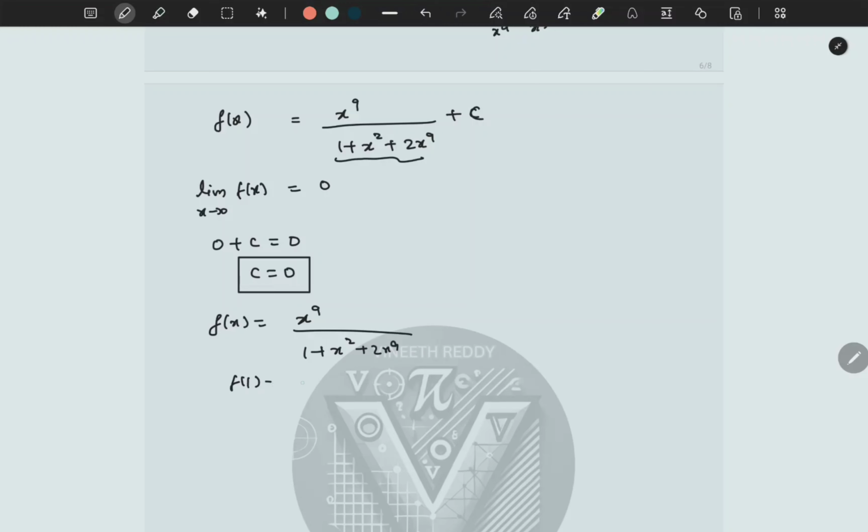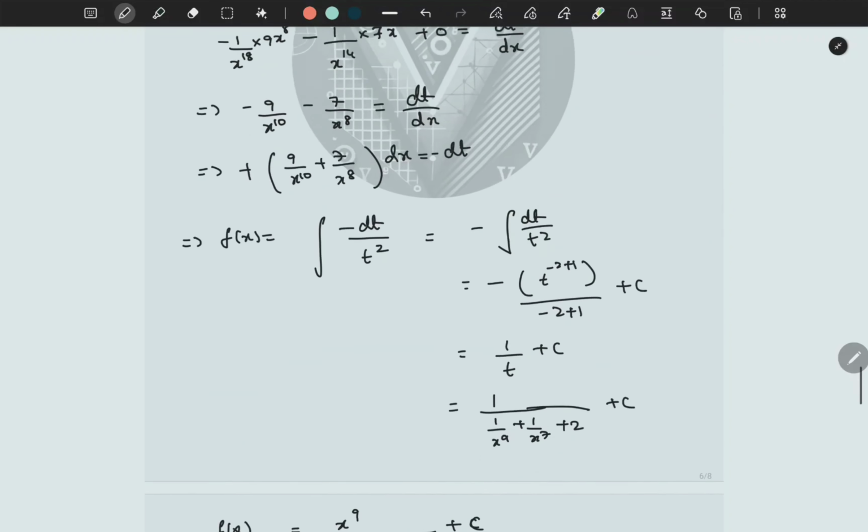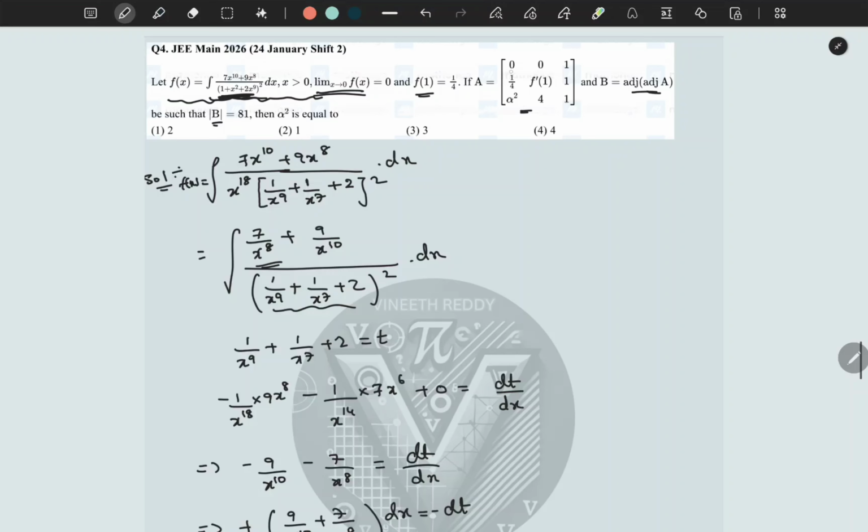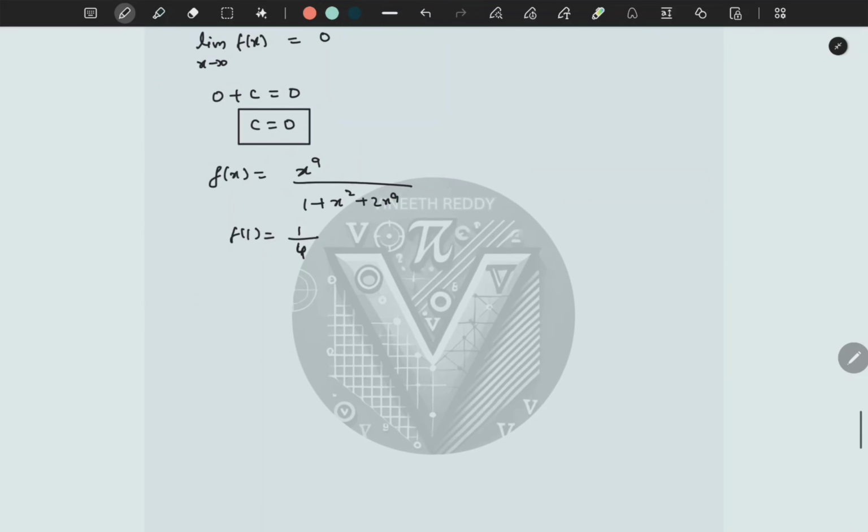So f of 1 will be 1 by 1 plus 1 is 2, 2 plus 2 is 4. I think it is correct only. So I think this information is given to confuse us. Fine. If a is 0, 0, 1 and 1 by 4 f dash of 1, that means we have to find f dash of x.